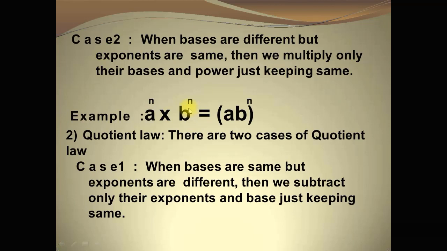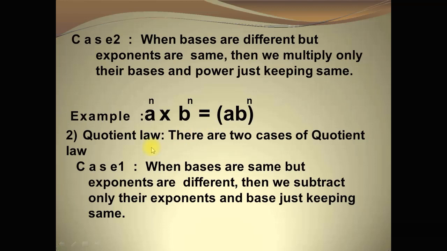When in product form bases are different and exponent are same, then multiply the bases and power just keeping same. So in this example, a power n multiplied b power n. Since in this example bases are different, so multiply these bases and power just keeping same.